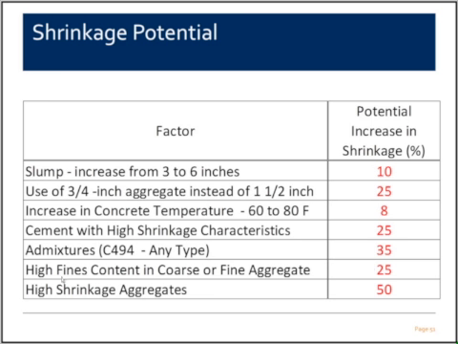In addition, high fines content in the coarse and fine aggregates can contribute by as much as 25%. And as I was talking about earlier, we can have high shrinkage aggregates, and that can increase our shrinkage potential by as much as 50%. So you can see a lot of these factors can add up quickly and significantly affect the shrinkage potential of our mix.